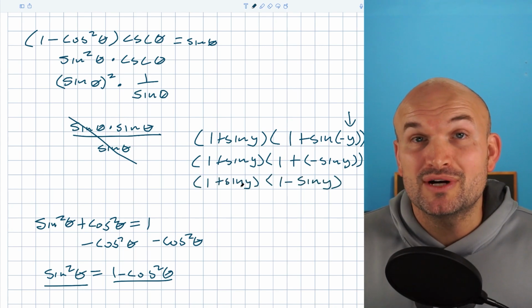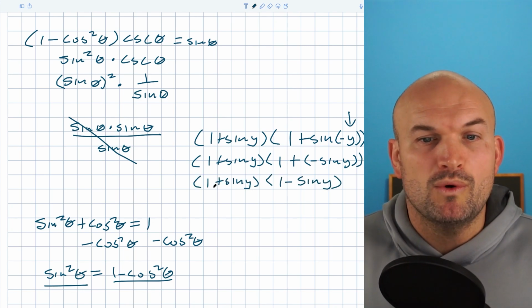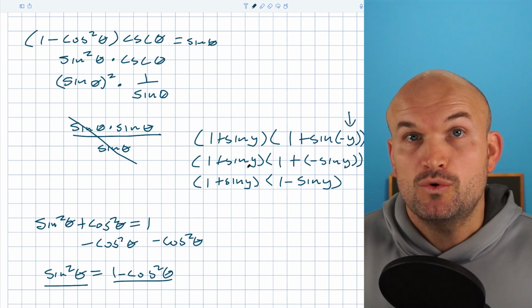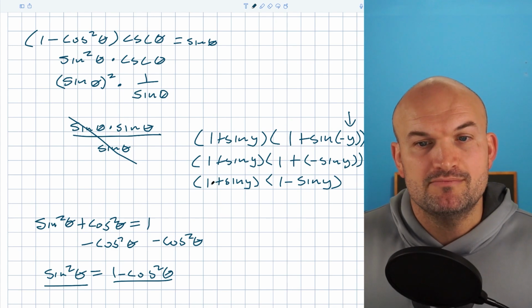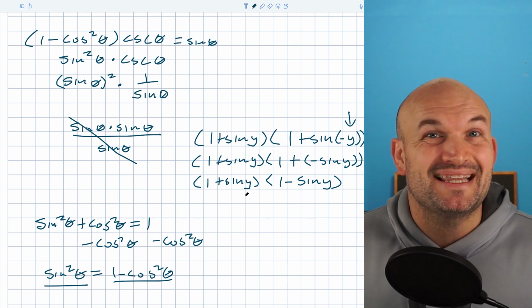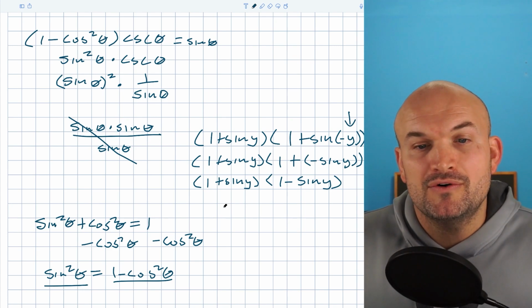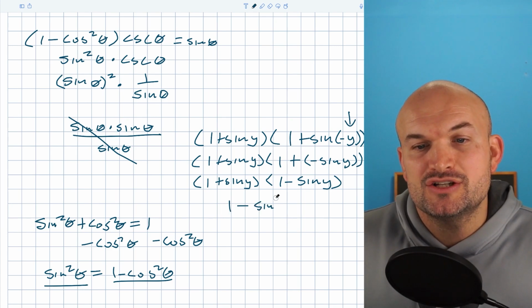Here's where things actually get pretty good for us, because if we recognize here, the 1 plus sine of y times 1 minus sine of y is actually going to be a difference of two squares. So therefore, all I simply need to do is multiply my first two terms and then multiply my last two terms, because the middle terms are going to add to 0. So when I do that, I'm now going to get a 1 minus a sine squared of y.